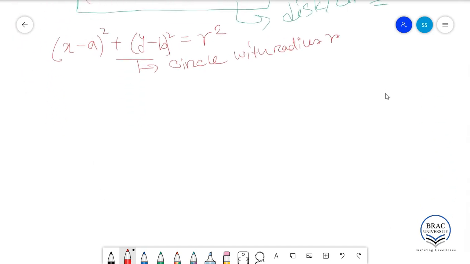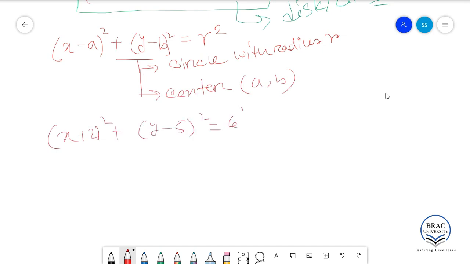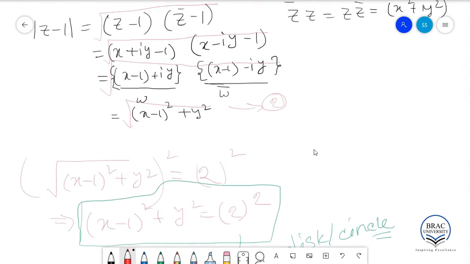Alright, and then it has a center of a comma b. For example, if I had x plus 2 squared plus y minus 5 squared is equal to 6 squared, the center would be minus 2 comma 5 and the radius would be 6. So now let's return to our complex case.